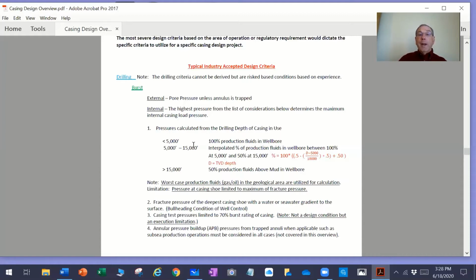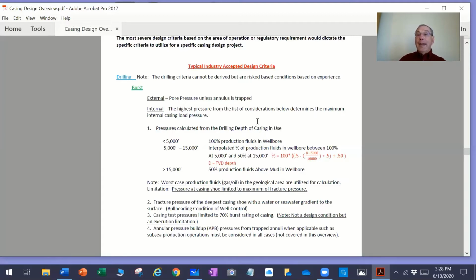Okay, so it's based on 100% production fluids in a well bore at 5,000 feet. And it's based on 15,000 feet or greater, 50% production fluids in a well bore. And these pressures are based on the drilling depth of the casing in use. So it's based on how deep you are going below the casing that you're designing.